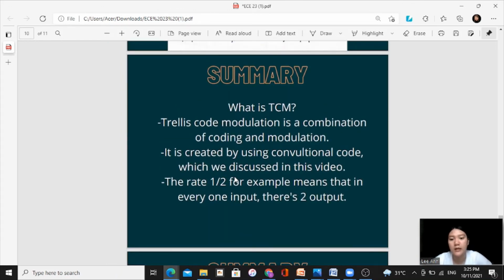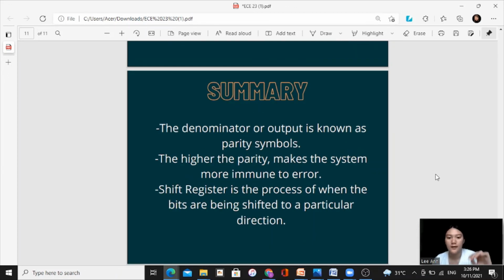For summary, what is TCM? Trellis code modulation is a combination of coding and modulation. It is created by using convolutional code, which is discussed in this video. And the denominator or the output is known as parity symbols, and the higher the parity, it makes the system more immune to error. Shift register is the process of when the bits are being shifted in a particular direction.